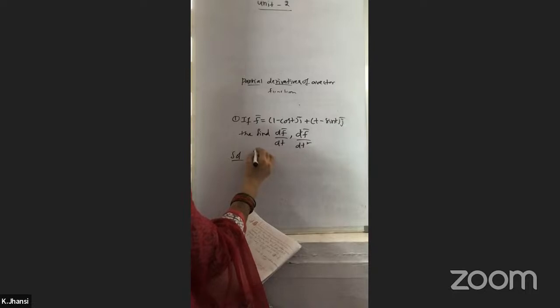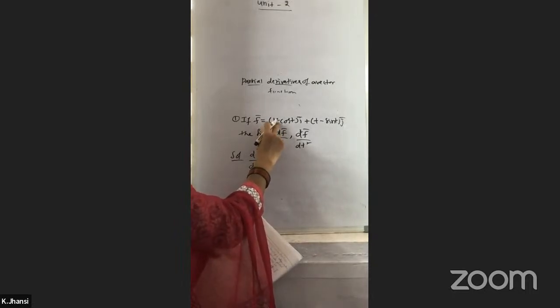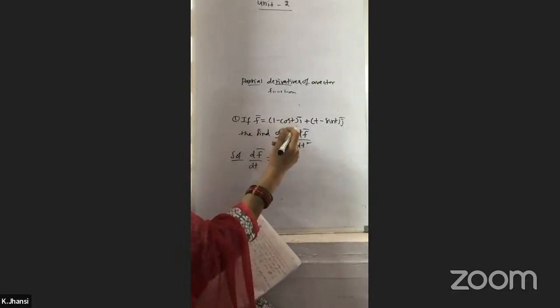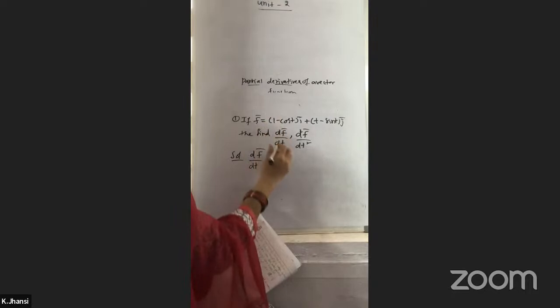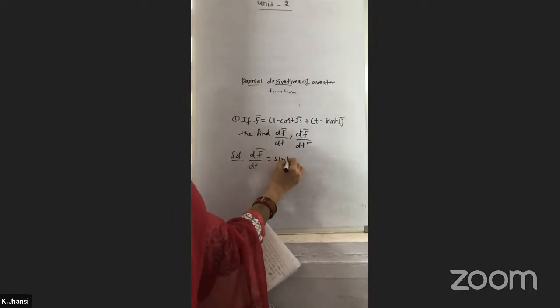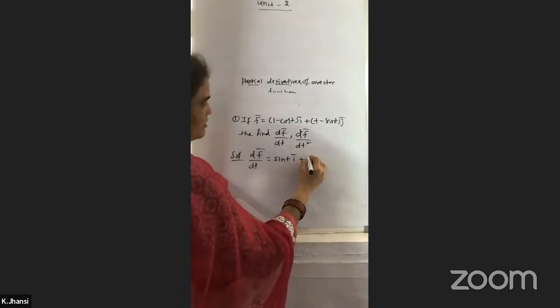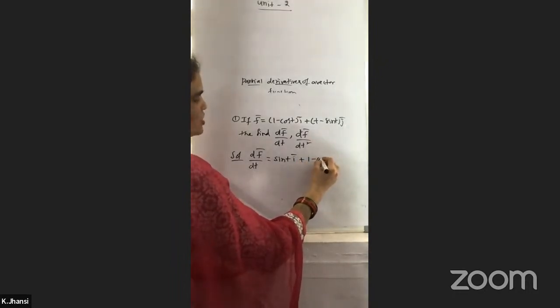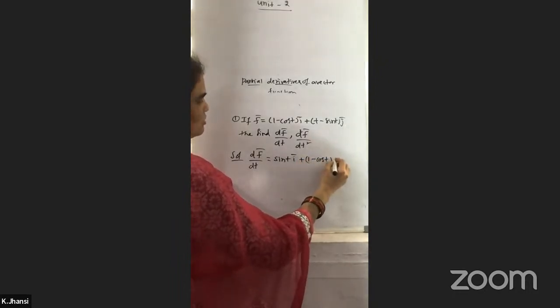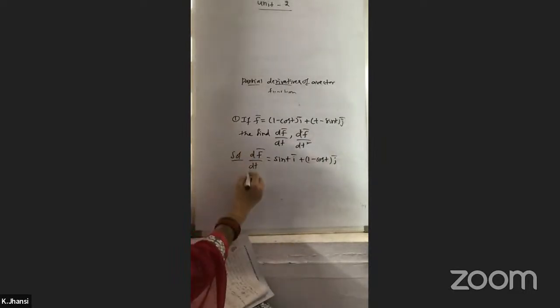So if we find df by dt, it means differentiation of that one with respect to t. So differentiation of 1 is 0, minus cos t. Cos differentiation is minus sin, so minus of minus means plus sin t i bar. Next here t differentiation is 1, minus sin differentiation is cos t, into j bar. This is df by dt.